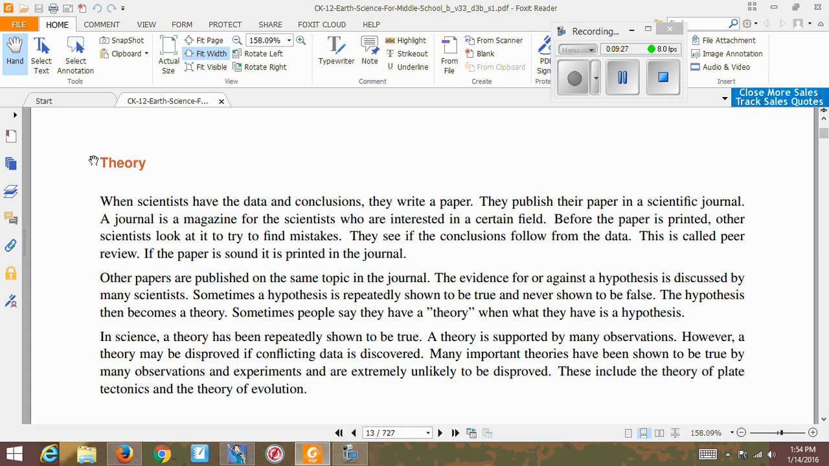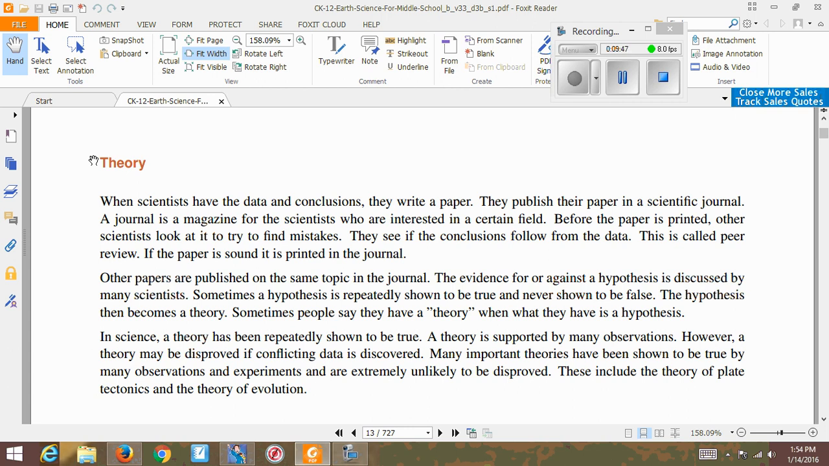Other papers are published on the same topic in the journal. The evidence for or against a hypothesis is discussed by many scientists. Sometimes a hypothesis is repeatedly shown to be true and never shown to be false. The hypothesis then becomes a theory.